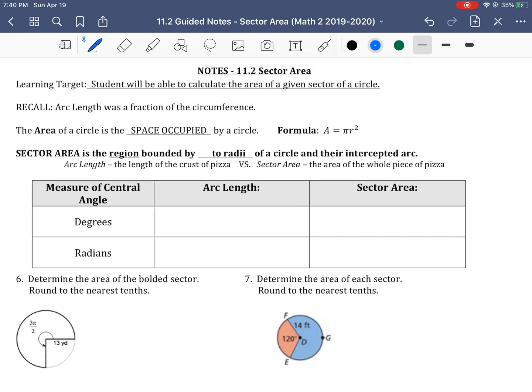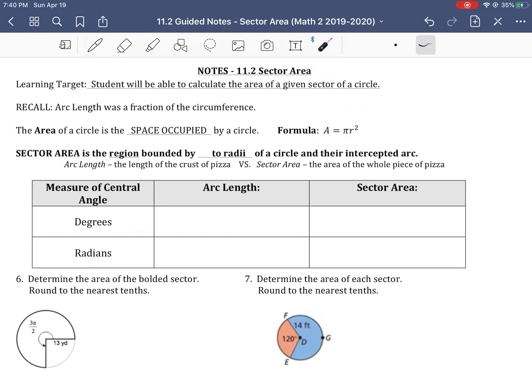Again, if you practice with the arc length, this is going to feel very similar. So our learning target: students will be able to calculate the area of a given sector of a circle. So let's talk about what a sector is. Now recall the arc length was a fraction of the circumference. So arc length is a piece of the outside of our circle. Area is the inside. So we practiced a little bit with area.